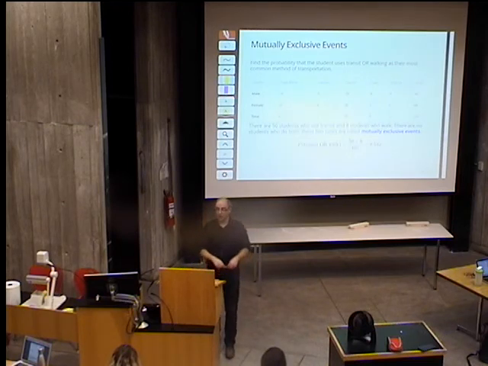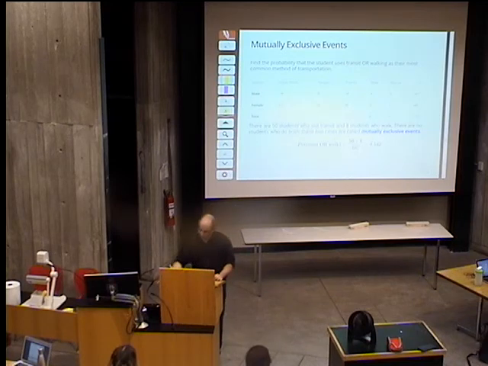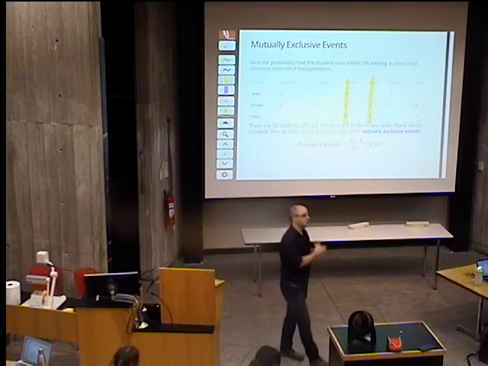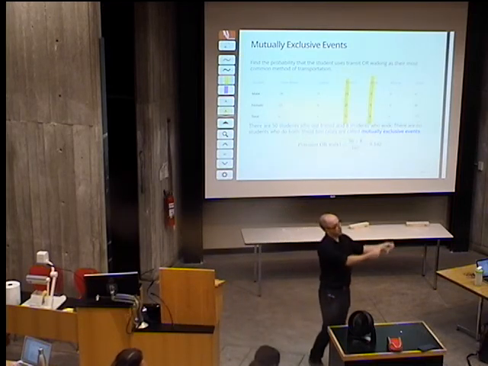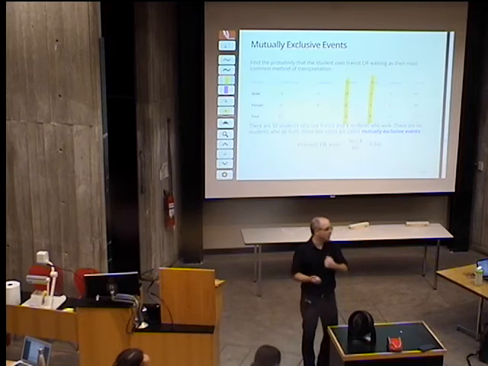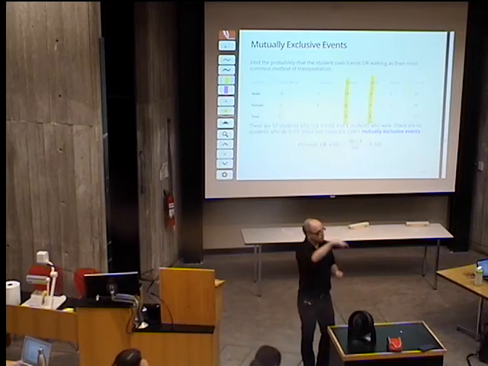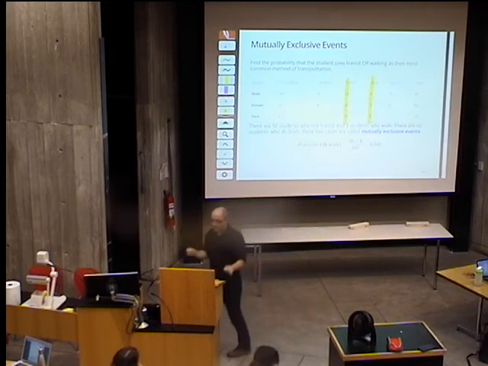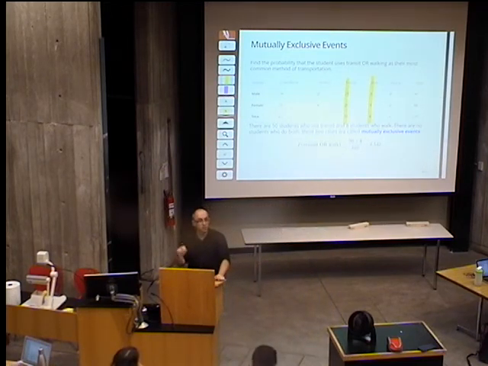And you're done. There are no students who do both because we only allowed you to tick off one method of arrival. Even if you walked to the bus stop, took the bus to Trent, pulled your bike off the front of the bus, and cycled to class, I don't care, you use transit. You have to pick one. And so we're not allowing for students to have done both, which means these are considered to be what is known as mutually exclusive events. They don't overlap in any way.